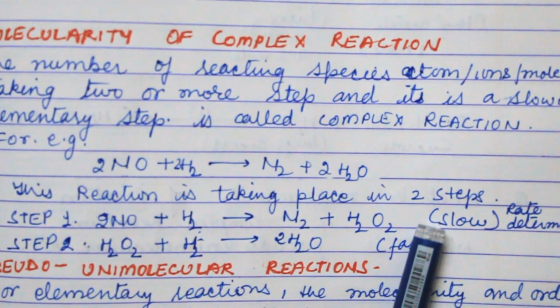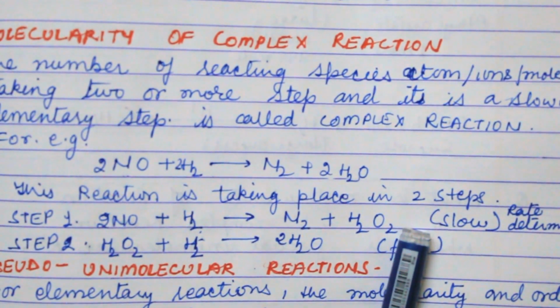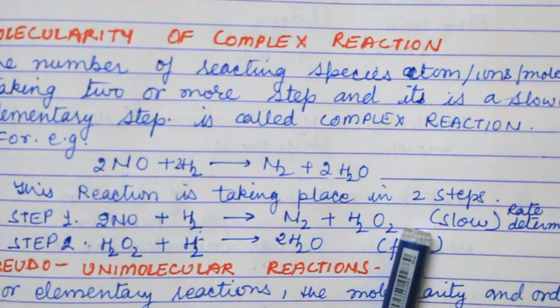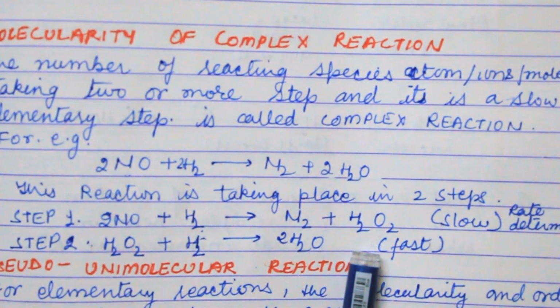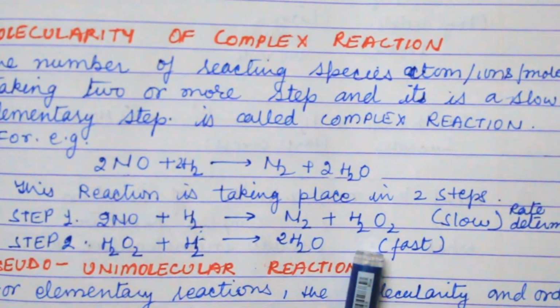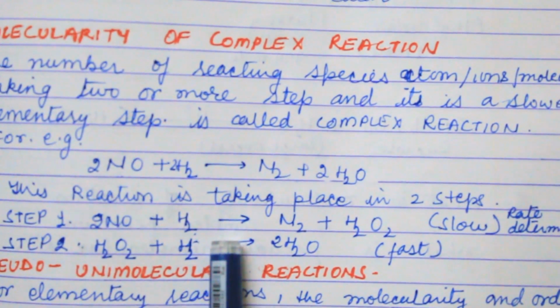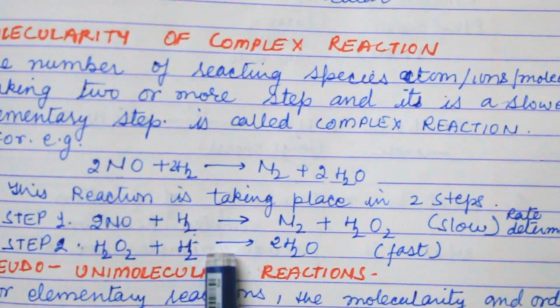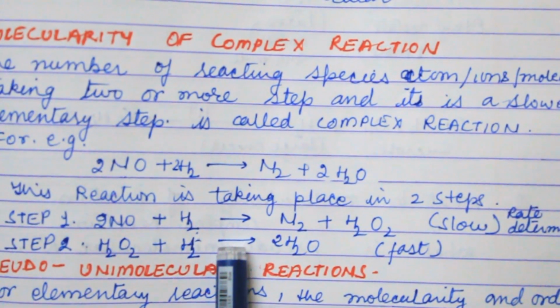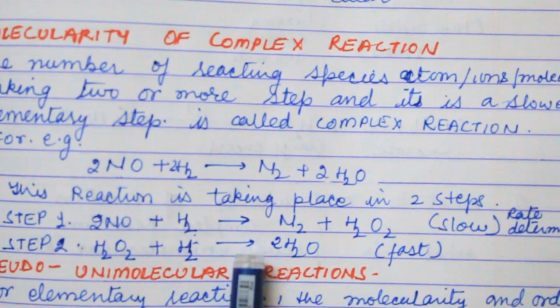So this is the slow step. If there is a slow step, it is the rate determining step, and the fast step is not the rate determining step. So this reaction takes place in two steps, and this type of reaction is known as a complex reaction because it does not take place in a single step.